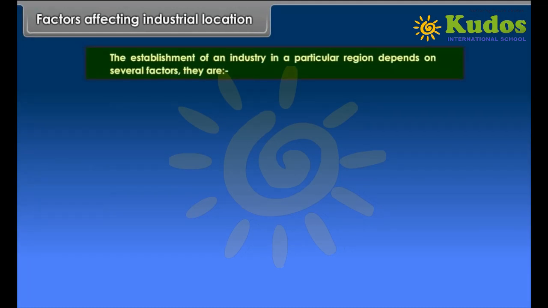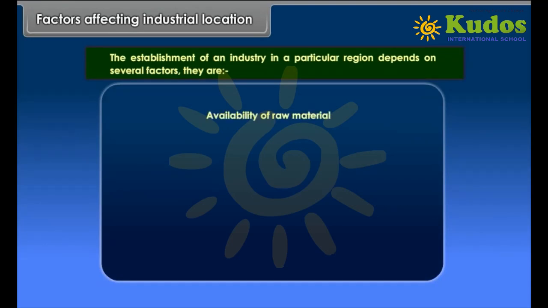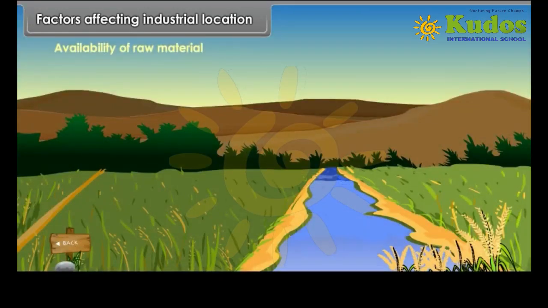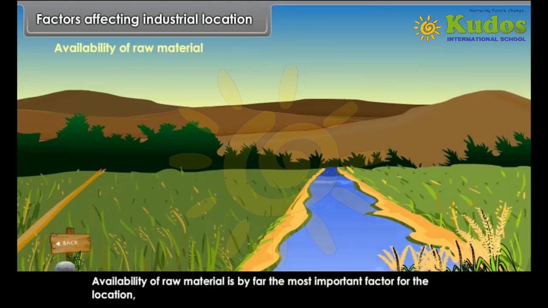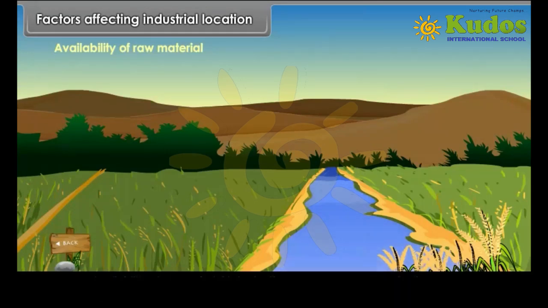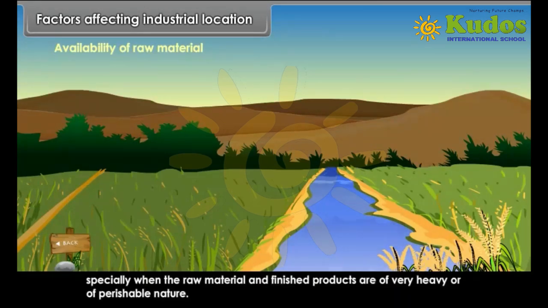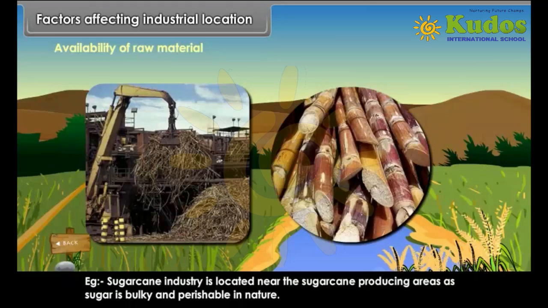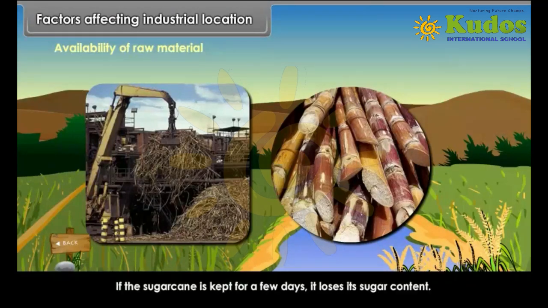Factors affecting industrial location. The establishment of an industry in a particular region depends on several factors. They are availability of raw material, power supply, labor, transport, capital investment, markets and water supply. Availability of raw material. Availability of raw material is by far the most important factor for the location, especially when the raw material and finished products are of very heavy or of perishable nature. For example, the sugarcane industry is located near the sugarcane producing areas, as sugar is bulky and perishable in nature. If the sugarcane is kept for a few days, it loses its sugar content.